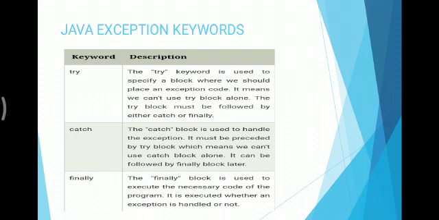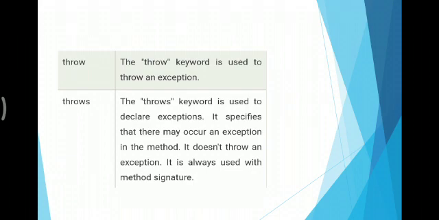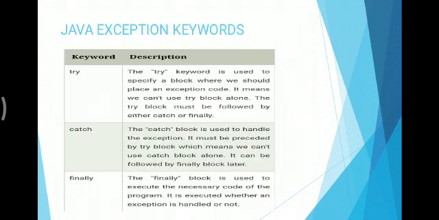Some of the Java exception keywords are try, catch, finally, throw, and throws. In detail, the try keyword is used to specify a block where we should place exception code. The try block cannot be used alone. It must be followed by either catch or finally, any one of them.